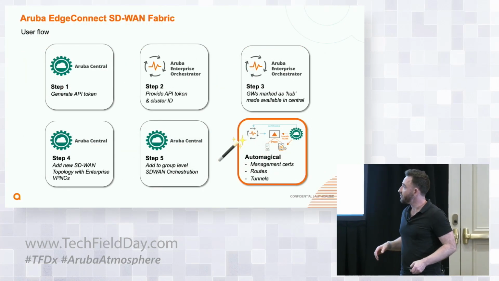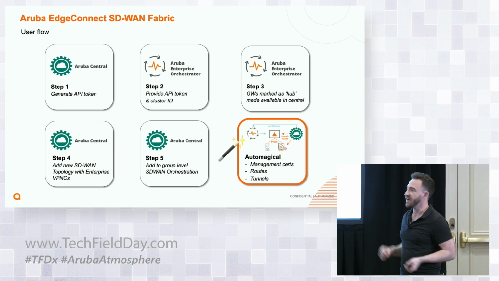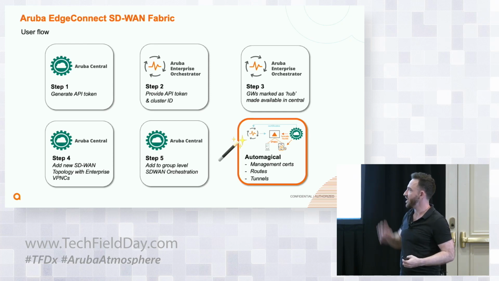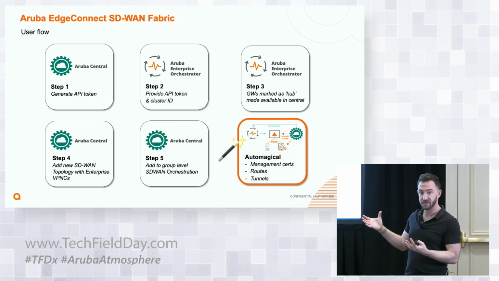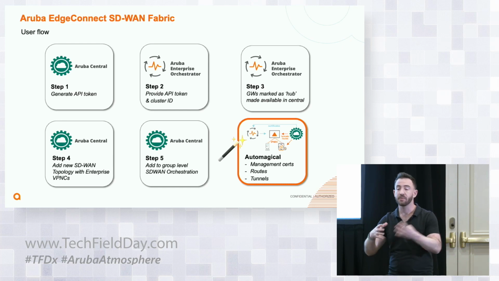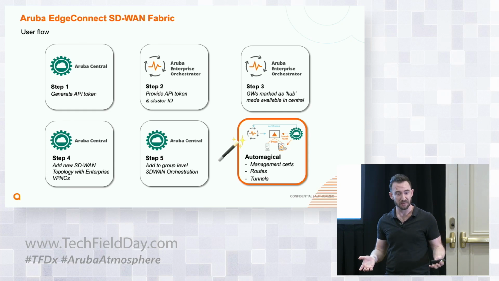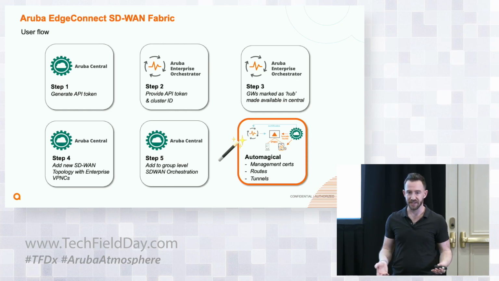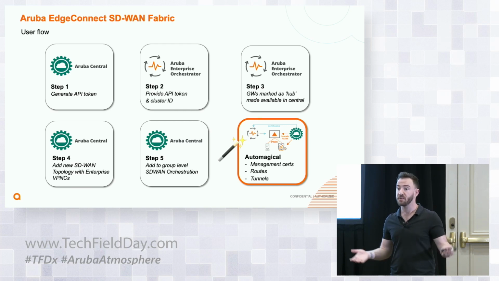So go into Central, generate an API token. This is something that folks are already doing today for the visibility linkage, right? Pop that API token, or API credentials, I should say, into Aruba Orchestrator. And then any enterprise gateway which is marked as a hub in Aruba Orchestrator, so previously Silver Peak technology gateway, will become available to be used as a VPNC if a customer wants to, right?